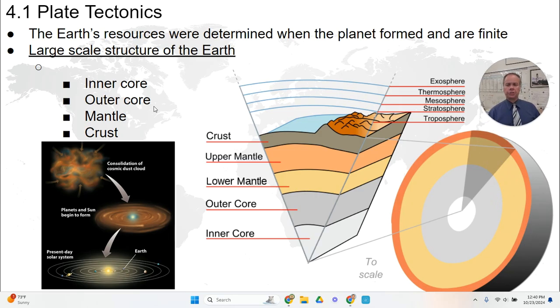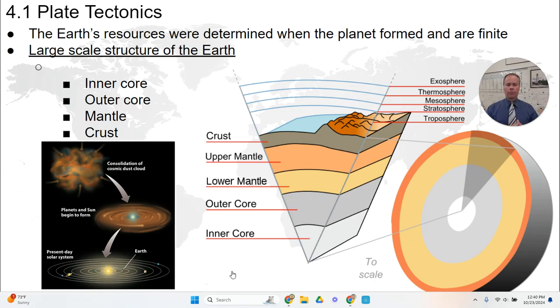But to understand the resources that we have on Earth, we need to understand that they are finite. The minerals, the metals, the elements present on Earth were formed at the formation of the Earth 6 billion years or so ago. And so they are finite. And the Earth is generally a closed system. There's not material leaving the Earth or coming into the Earth overall.